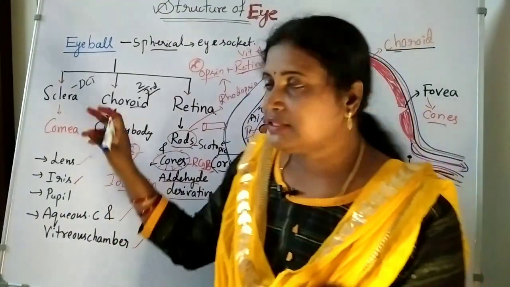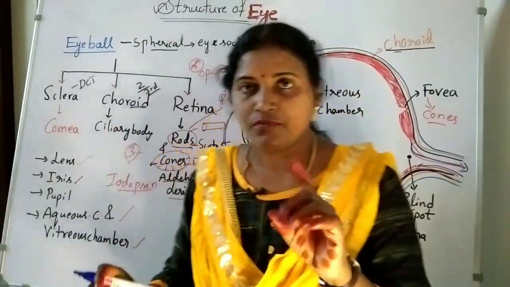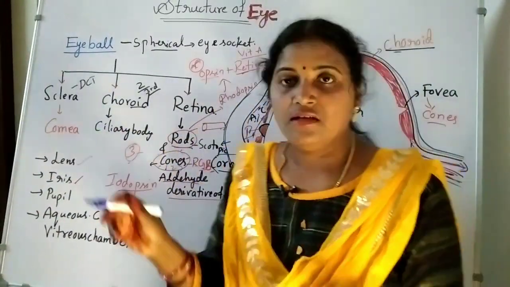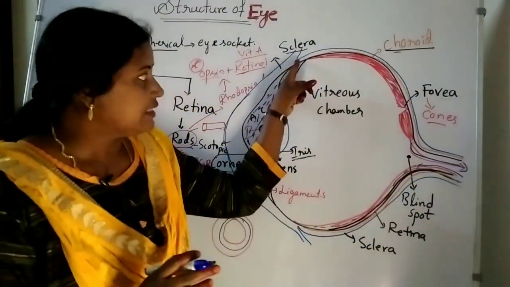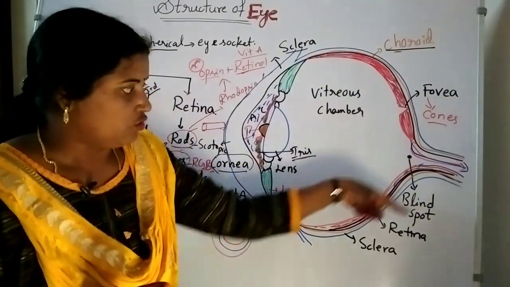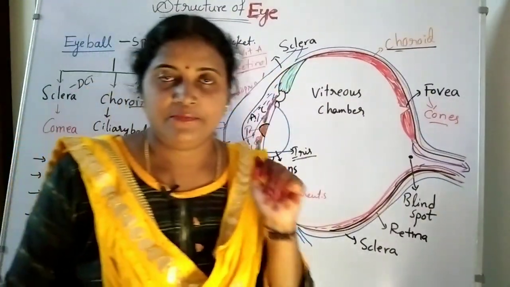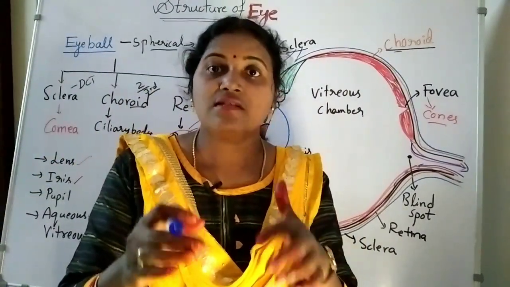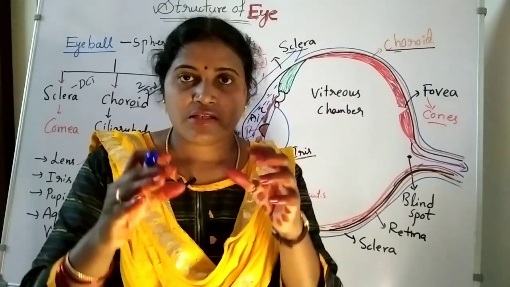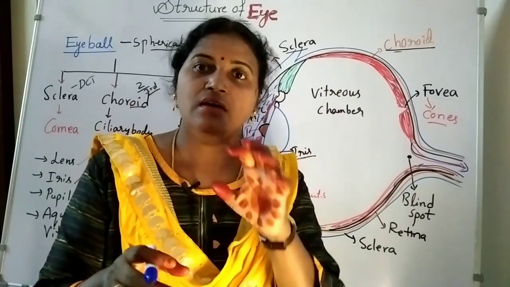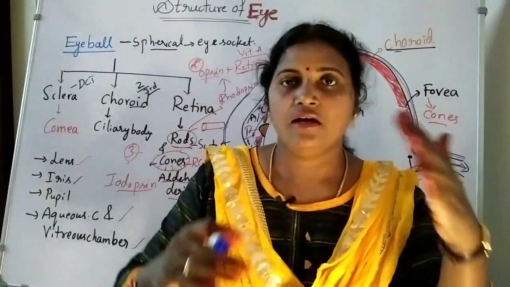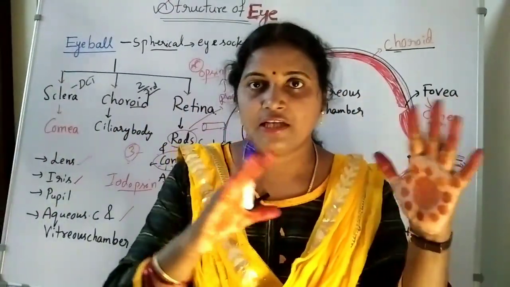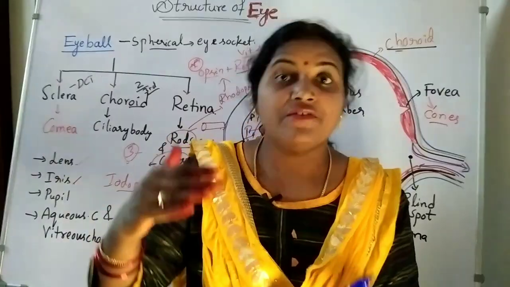So what are the 3 layers? Sclera, choroid and retina. Sclera is the outermost layer, the middle layer is the choroid layer, and the innermost layer is the retina. Now about these 3 layers, sclera, choroid and retina, one by one we'll see now.